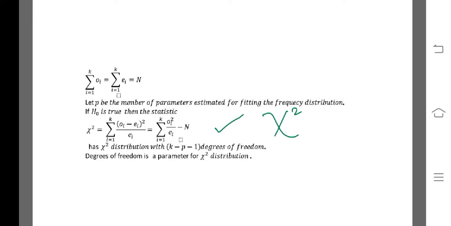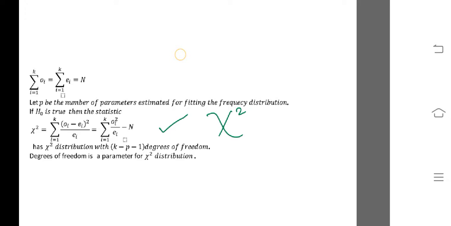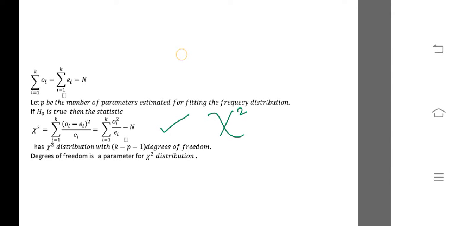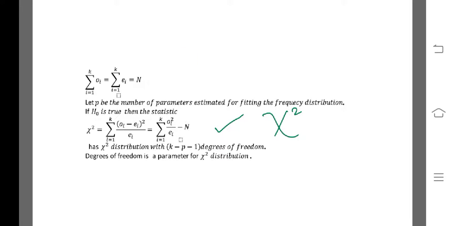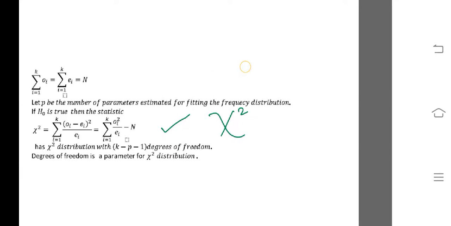Let capital N be summation Oi, which is equal to summation Ei, i running from 1 up to K. Let P be the number of parameters estimated for fitting the frequency distribution. If H0 is true, then chi-square defined as summation i from 1 up to K of (Oi minus Ei) whole square divided by Ei has chi-square distribution with K minus P minus 1 degrees of freedom.